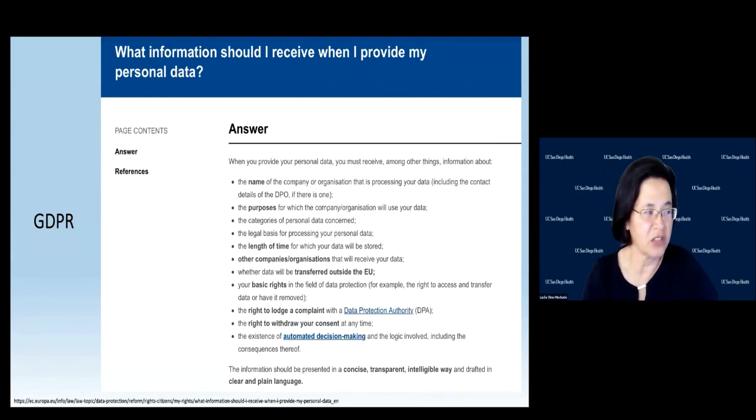The GDPR, the General Data Protection Regulation in the European Union, has been dealing with these issues in order to say what's the name of the company or organization processing your data, purposes, categories of data, length of time that the data will be stored, other companies and organizations that will receive your data, transferred outside the EU or not, basic rights, and so on. So all of this requires a lot of thought in how to organize the information.